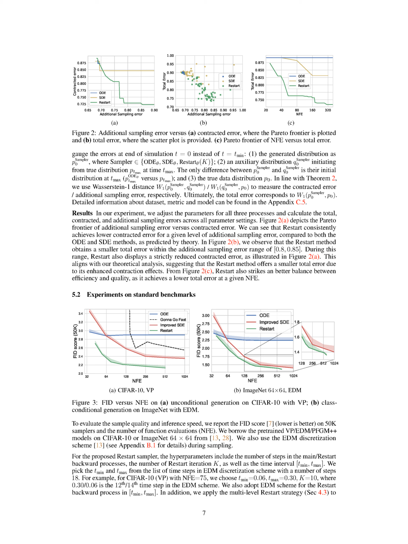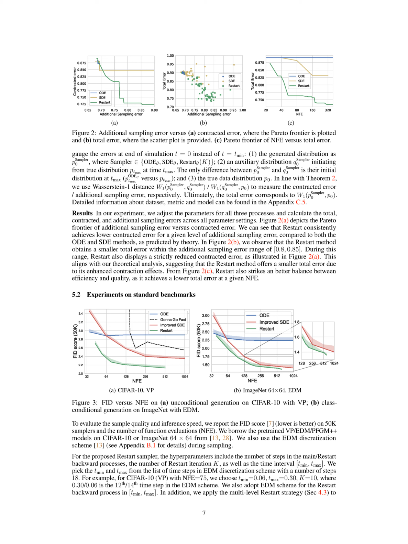Furthermore, we noticed that the restart method recorded a smaller total error within the additional sampling error range of 0.8 to 0.85. During this range, restart also showed a strictly reduced contracted error. This supports our theory that the restart method can offer a smaller total error due to its stronger effect on contraction. Ultimately, the restart method also offered a better balance between efficiency and quality. It achieved a lower total error at a given number of function evaluations.